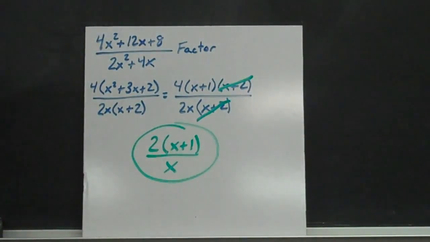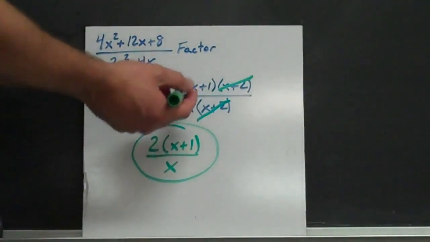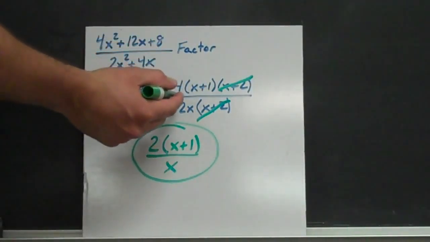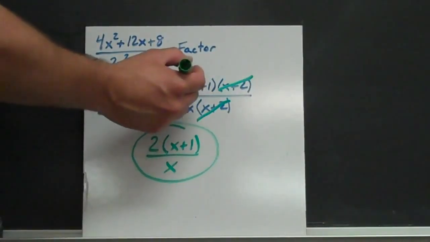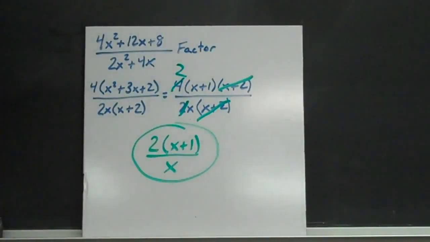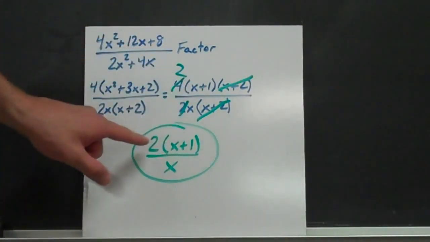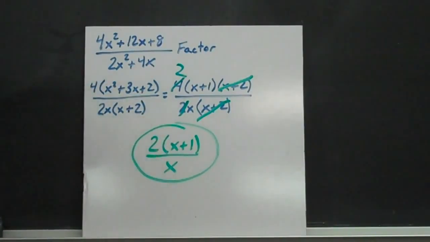Remember I said that things cannot be separated if they're connected with a plus or a minus sign. Well, the 2 and the x aren't connected with a plus or a minus sign, they're connected through multiplication, so they can be separated. So we can separate the 2 and take 4 divided by 2. 4 divided by 2 gives us 2. The x is still there on the bottom. So on top, what we have left is 2 times x plus 1. On the bottom, we have x.